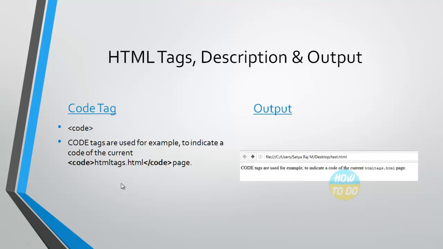Next comes the code tag. Code tags are used, for example, to indicate code. Code, HTML tags.html, close the code, and in this way you will be getting the HTML output, HTML tags.html page. So this is where you will be able to use the code tag to identify the code on that particular HTML page.